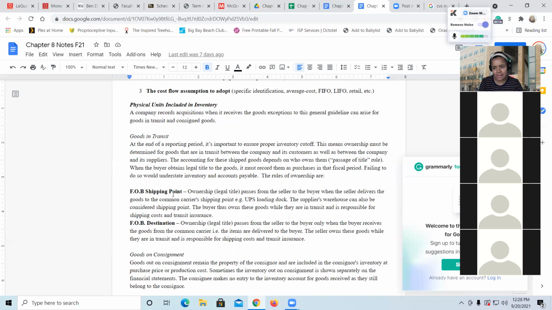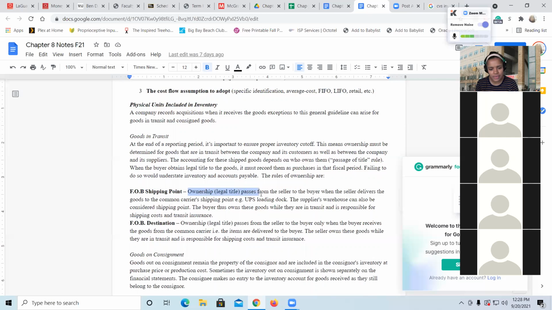But the terms of the sale will tell you whether the items are being shipped free on board shipping point, or destination, which means the final destination, wherever it has been shipped to. So if it's your house, and it's FOB destination and it's coming from a supplier to you, then your house is the destination.